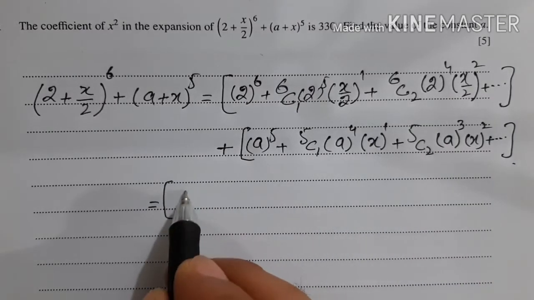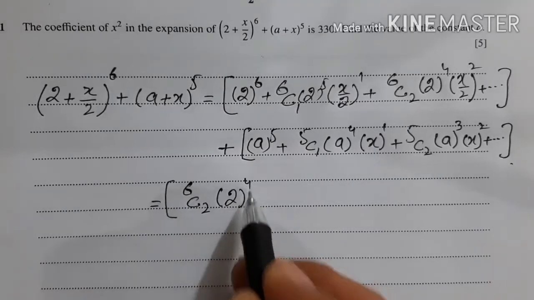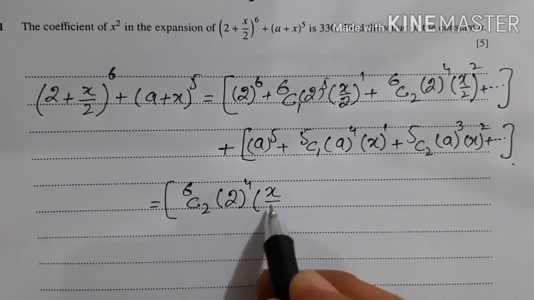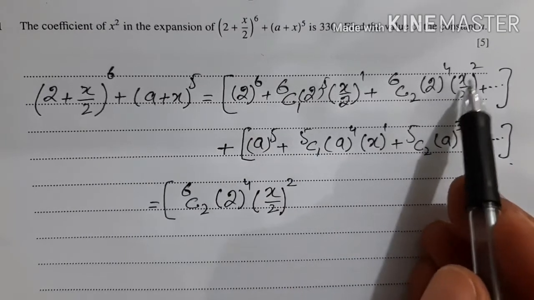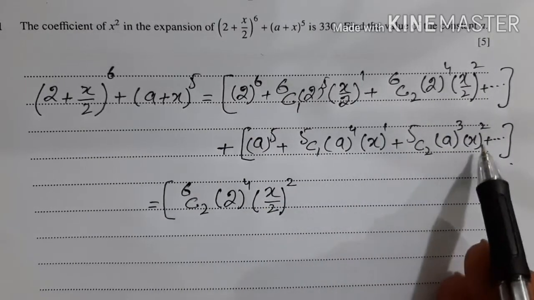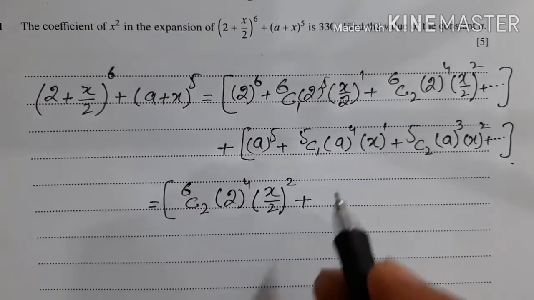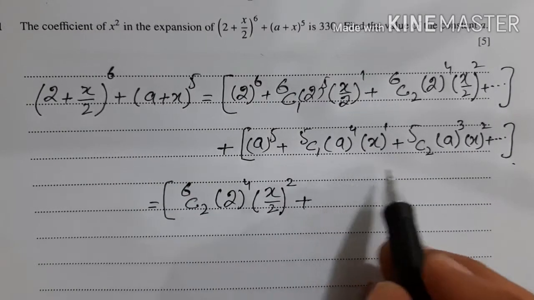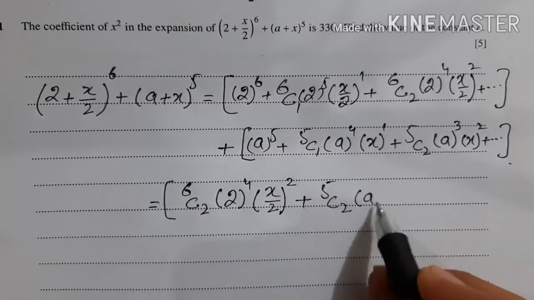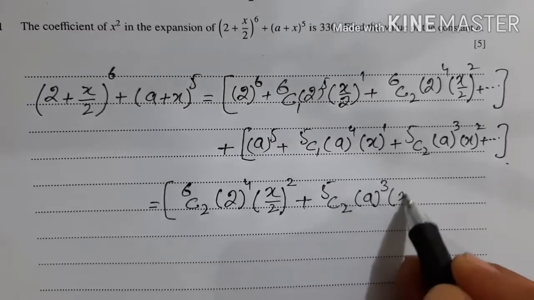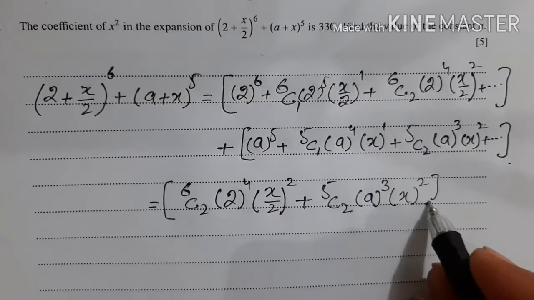So the first term is 6C2 2^4 (x/2) whole squared. If you see closely, we'll get x squared from here, and in the second term we'll get x squared from here. So the second term which I select is 5C2 a^3 x^2. So we need just these two terms.